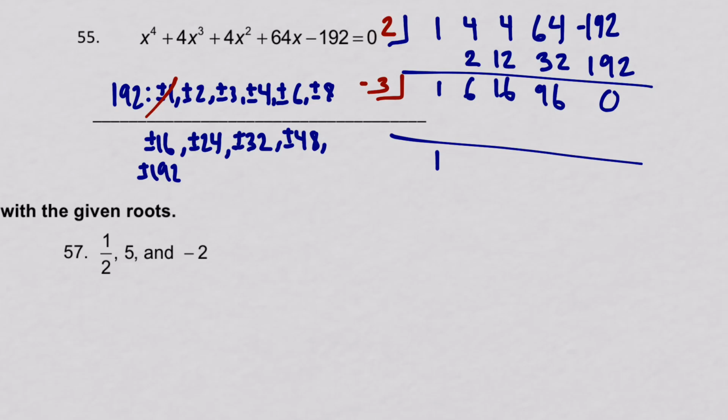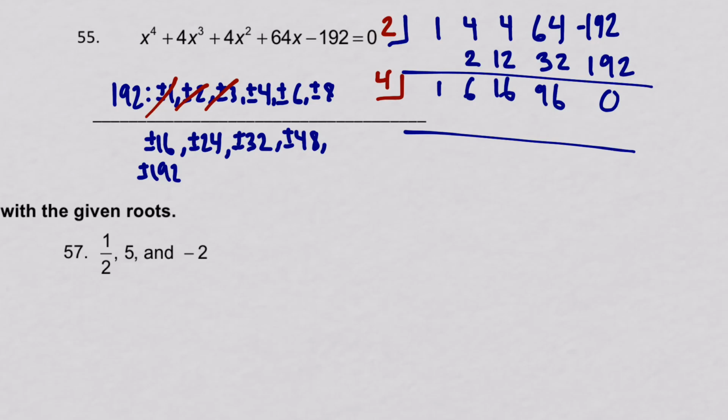Bring down the 1. Negative 3 times 1 is negative 3. 6 minus 3 is 3. Negative 3 times 3 is negative 9. 16 minus 9 is going to be 7. Negative 3 times 7 is negative 27. And that didn't work.